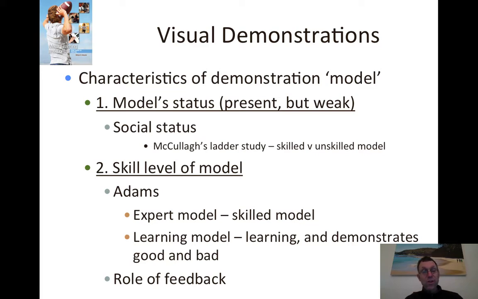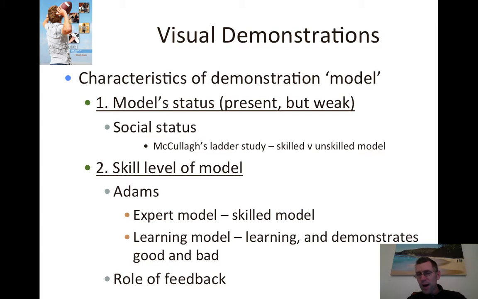In this research from Adams, they determined that having learning models was a more effective way to help individuals learn. Come up with your own guesses as to why, but it's kind of obvious. When an individual sees someone who's learning, they get different ideas of how a task is performed. The person can relate to the learning model better, and maybe that increases motivation, thinking, hey, if they can do it, maybe I can too.